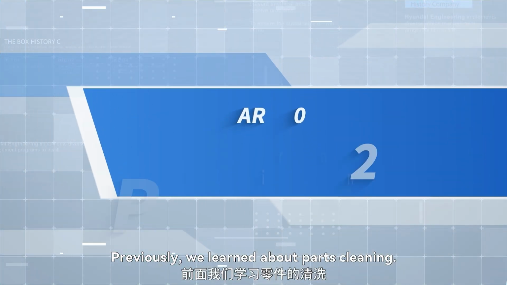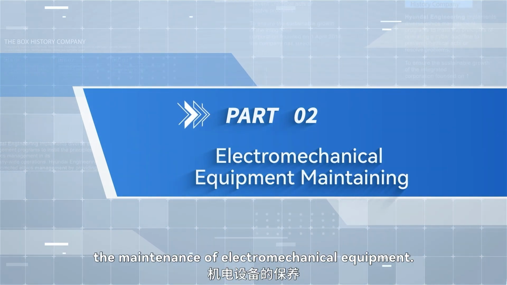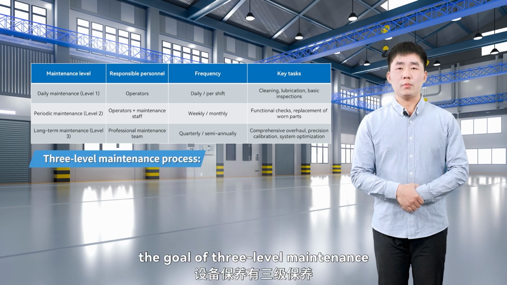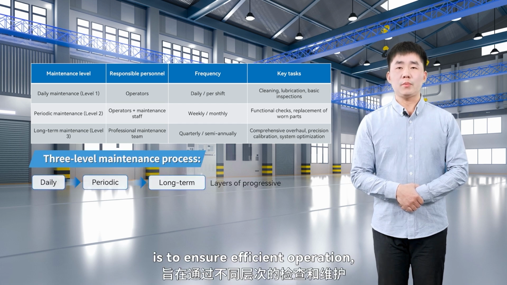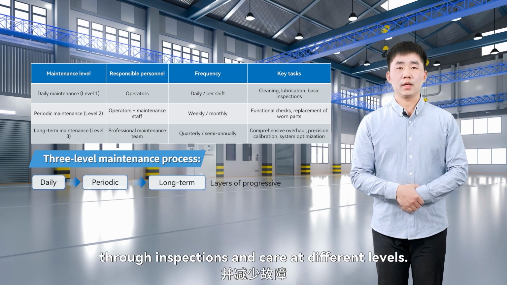Previously, we learned about parts cleaning. Next, we will study the maintenance of electromechanical equipment. As shown in the diagram, the goal of three-level maintenance is to ensure efficient operation, extend equipment life, and reduce failures through inspections and care at different levels.